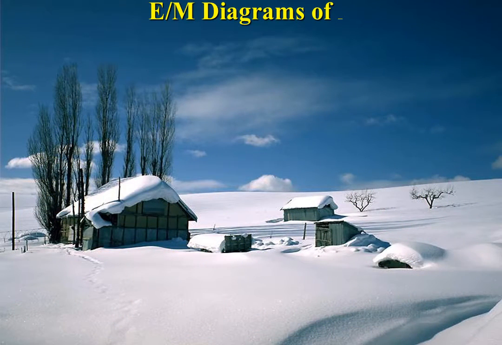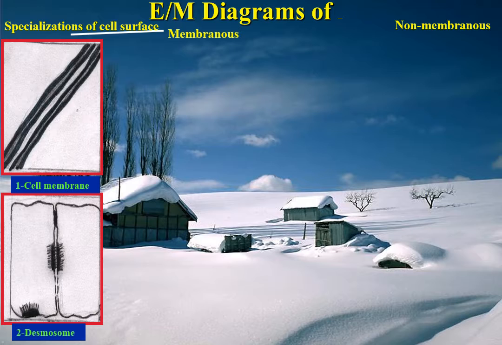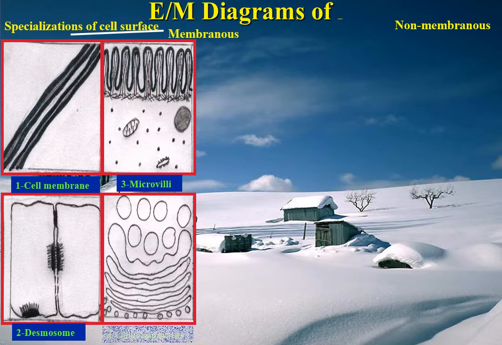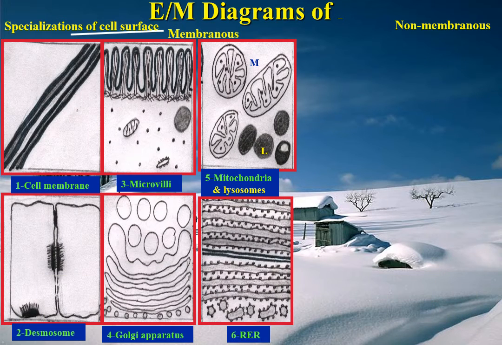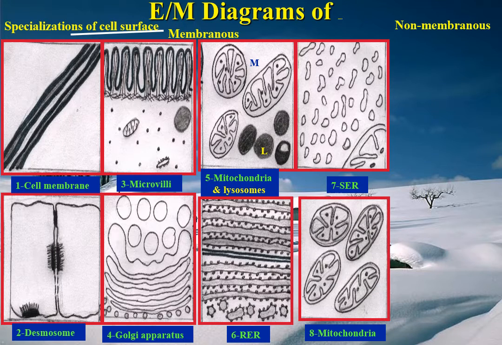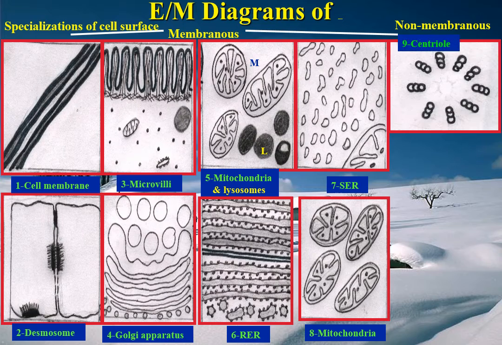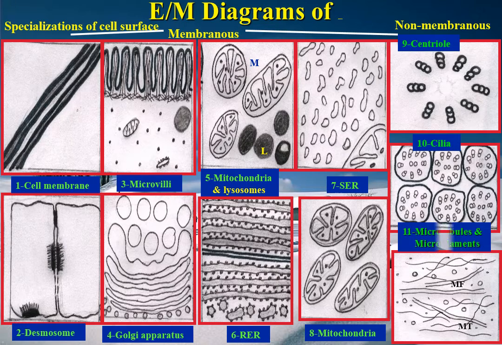Electron micrograph diagrams of some membranous and non-membranous organelles and specializations of the cell surface. Membranous organelles and specialization of the cell surface: cell membrane, desmosome, microvilli, Golgi apparatus, mitochondria and lysosomes, rough endoplasmic reticulum, smooth endoplasmic reticulum, mitochondria. Non-membranous organelles: centriole, cilia, microtubules and microfilaments.